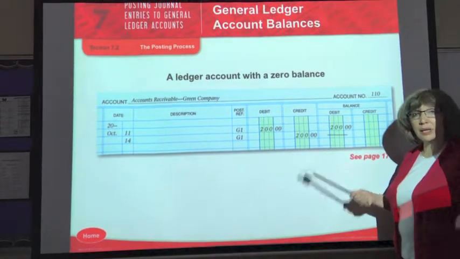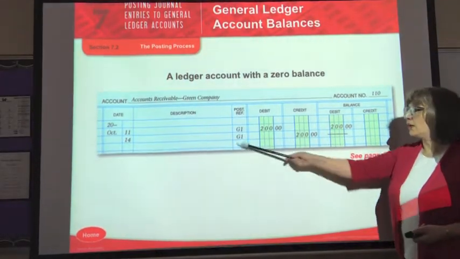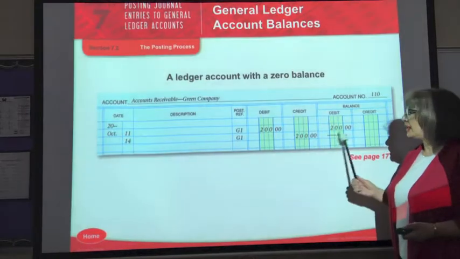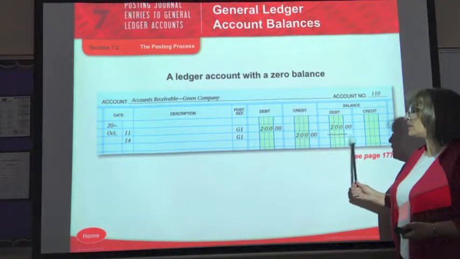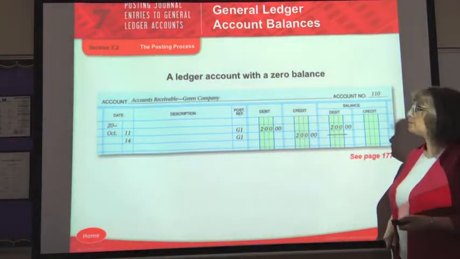Now, if they borrow money again or purchase something on credit again, we'll end up having a balance again. That doesn't mean that we're done with this column. It just means at this point in time, we don't have a balance.